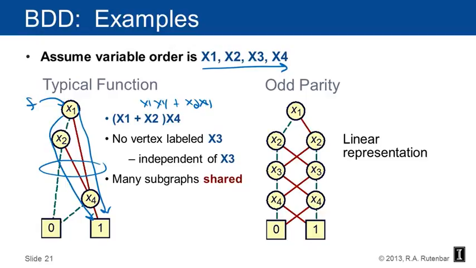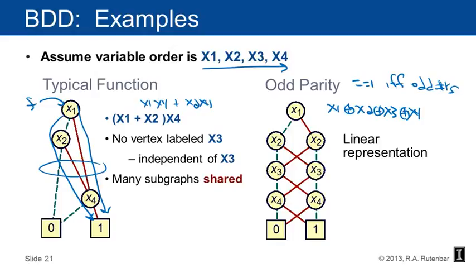So it actually works. Odd parity is a more interesting, kind of a denser, if you will, a more compact function. Odd parity is x1 exclusive or x2 exclusive or x3 exclusive or x4. And it's odd parity, which means that it makes a 1 if and only if there is an odd number of 1s among the inputs.